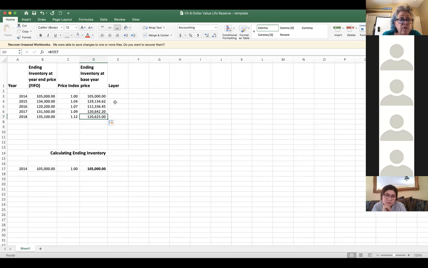So now I need to know, did I add a layer or did I liquidate a layer? So I want to compare this year's ending inventory at base year price to last year's ending inventory at base year price. And in 2015, we added a layer based on quantity of 24,134.62. Now, when I'm working this problem, I would go ahead and calculate, did I add a layer or did I subtract a layer for all of the years?